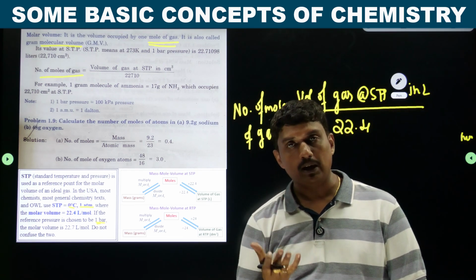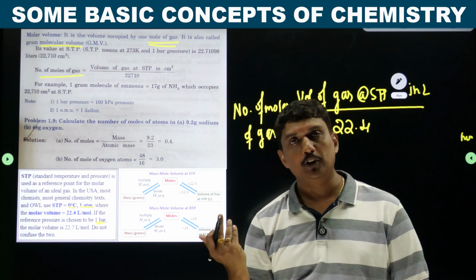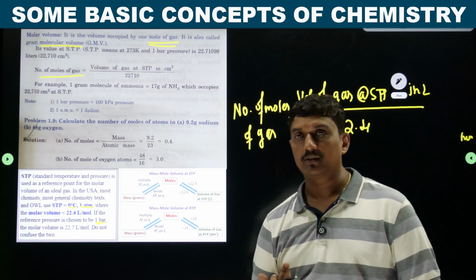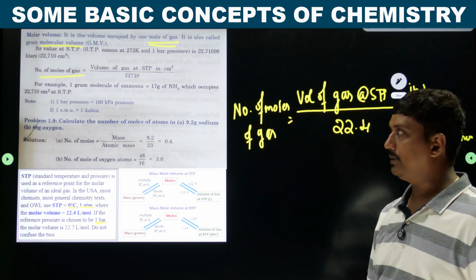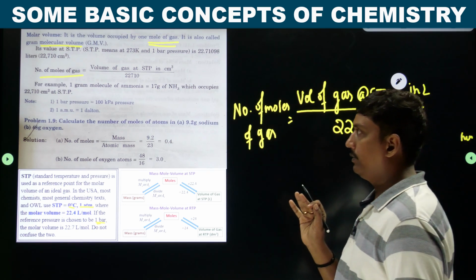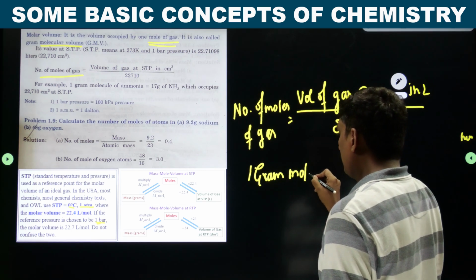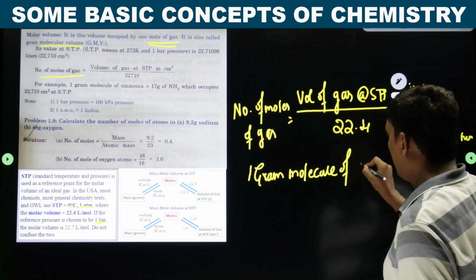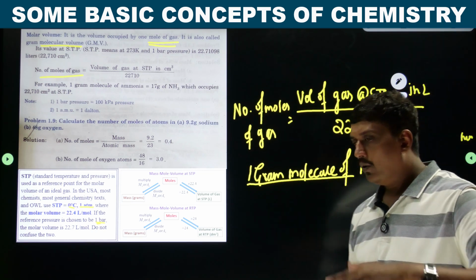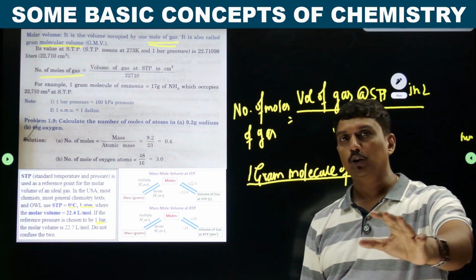If you have calculated moles, it can be converted into volume. If you know the moles, it can be converted into number of particles, by using the previous formula we discussed. Let us take one example. 1 gram molecule of ammonia. Ammonia means NH3. Here given 1 gram molecule, which is nothing but gram molecular mass only.